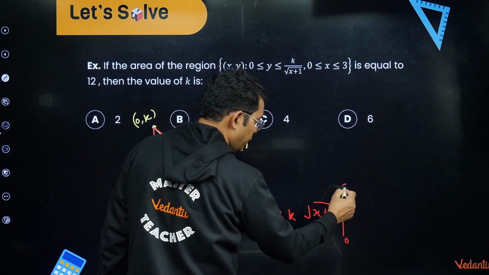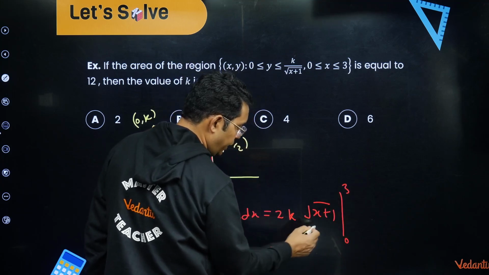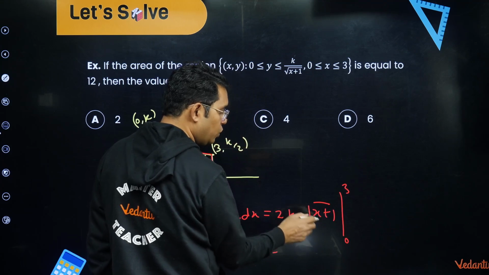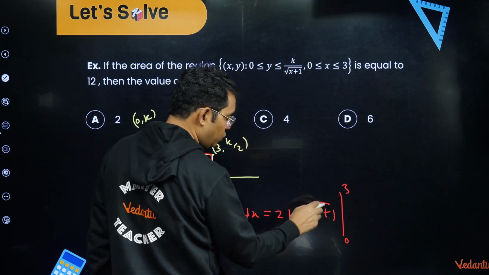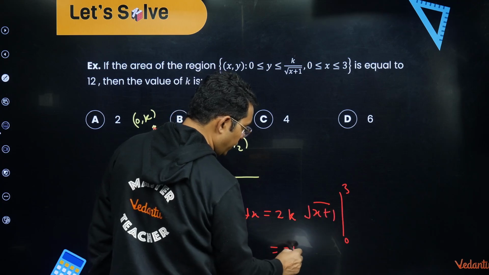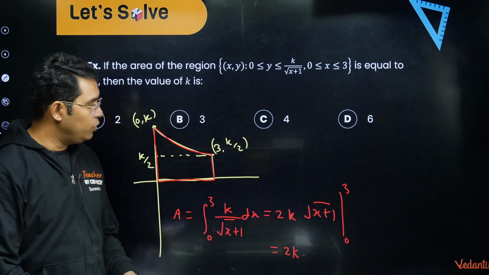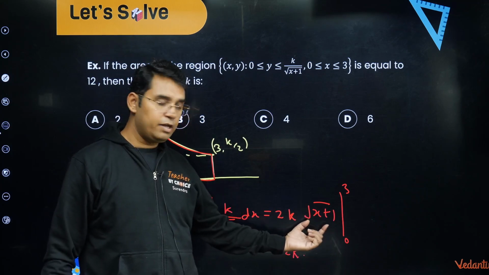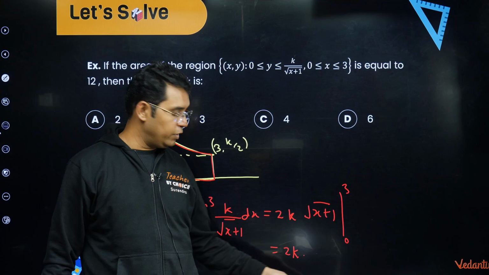and 0 to 3. If you put 3 here, this will become 2. If you put 0, it will become 1. So 2 minus 1, 1. So it is equal to 2k. Just put 3, gives you root 4, 2. And if you put 0, it gives you 1. 2 minus 1, 1. So 2k.